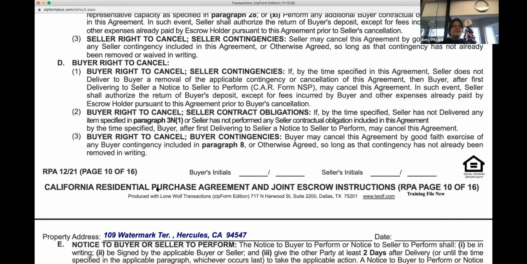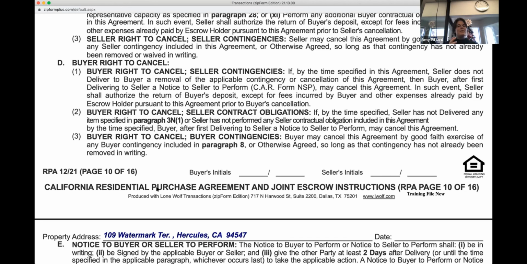Buyer's right to cancel seller contract obligations if by the time specified, the seller has not delivered any items specified in paragraph 3(1), or the seller has not performed any seller contractual obligation included in this agreement by the time specified. The buyer, after first delivering to a seller a notice to seller to perform, may cancel this agreement.